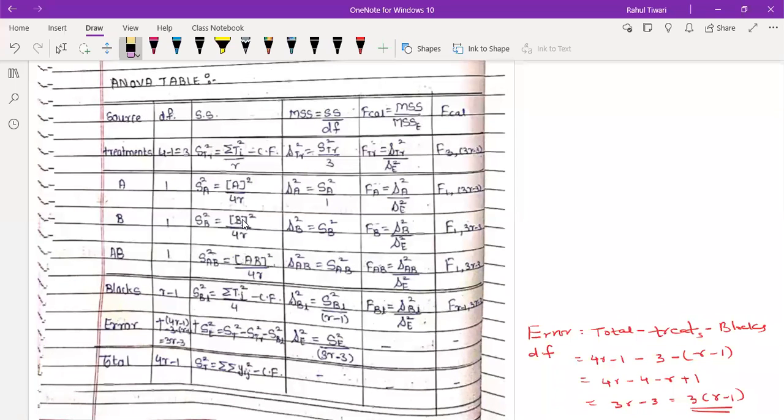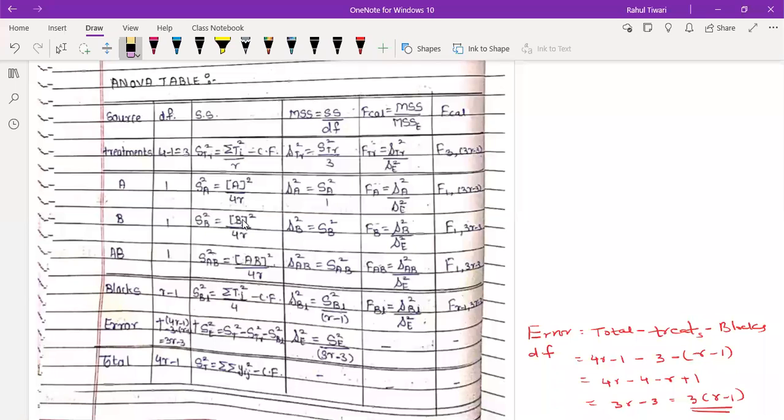Okay, that is all. I think maybe 20 lectures before also the formula was the same. F cal will always be MSS upon MSSE. That means mean sum of square for any factor divided by mean sum of square for error. So this error is fixed, and the factor can be varying. So you try to understand how it is calculated.